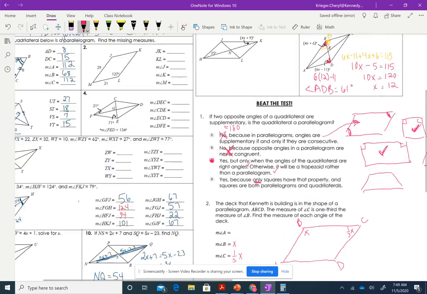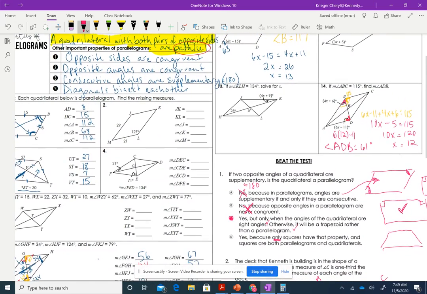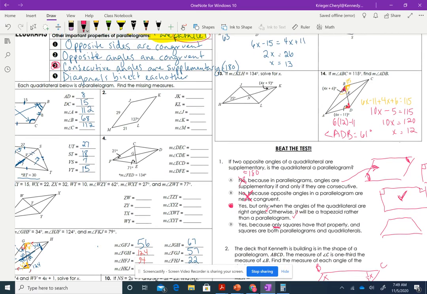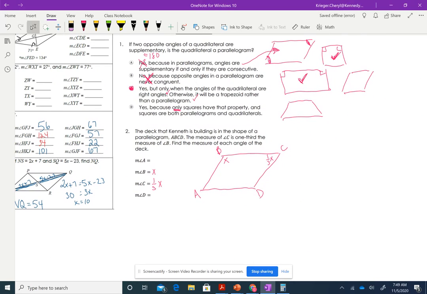Okay, and coming back to my properties of parallelograms, consecutive angles are supplementary, and B and C are consecutive. So I can say x plus 1/3 of x equals 180. All right, so 1x plus 1/3 x equals 180. I know that if I'm adding fractions, I need like denominators. So 3/3 x plus 1/3 x is 4/3 x equals 180.